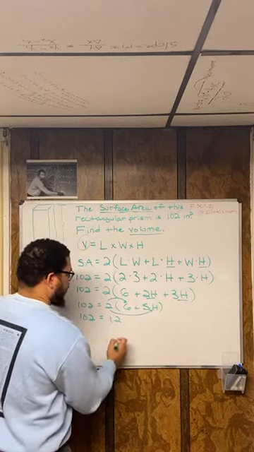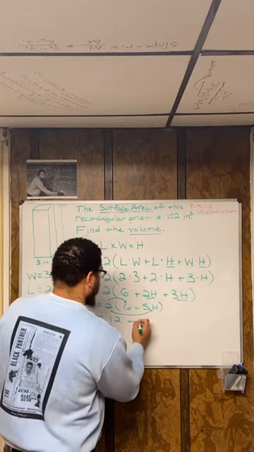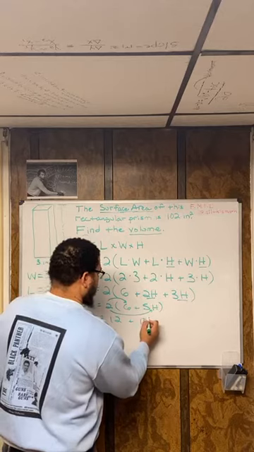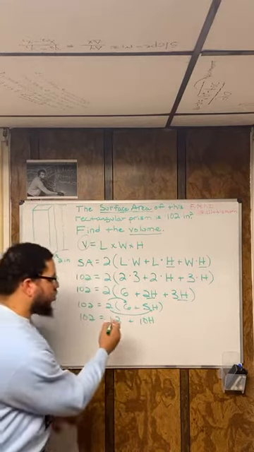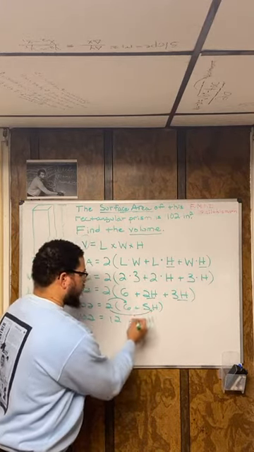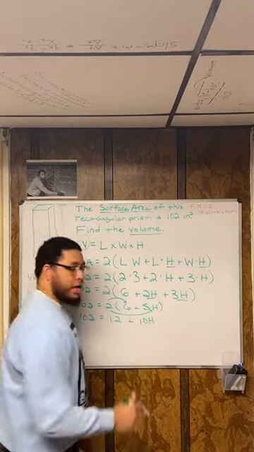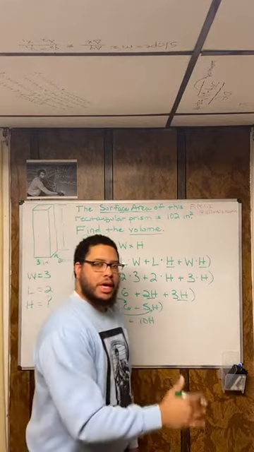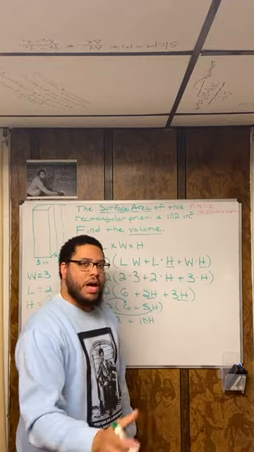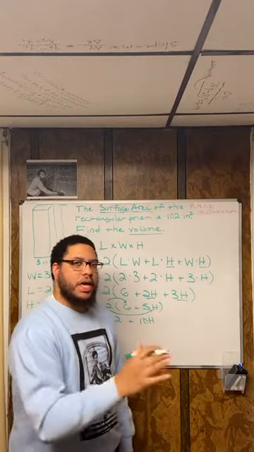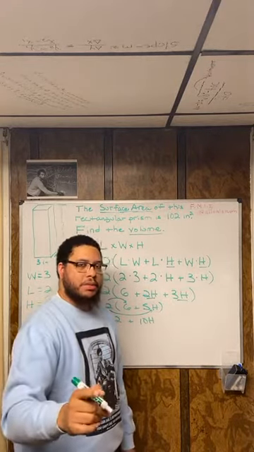That gives me 12. And then I'm going to say 10h, because 2 times 5h is 10h. Notice what I said. You cannot add unlike terms, but you can multiply them. 2 and 5h are not like terms. But with multiplication, it's cool. You can multiply or divide them together, but you can't add or subtract them. Keep that in mind. All right?